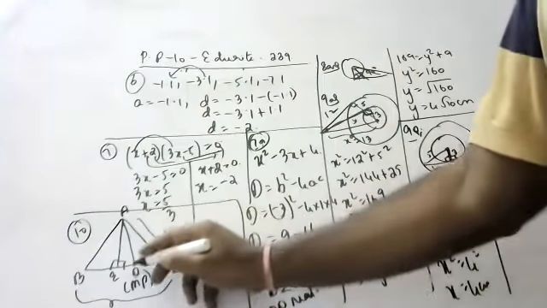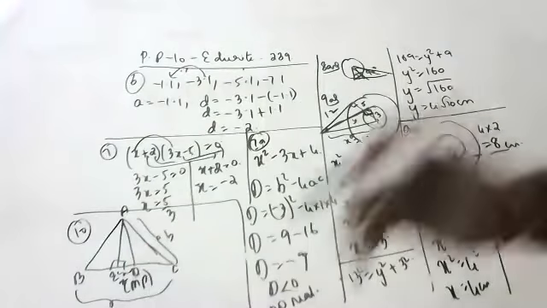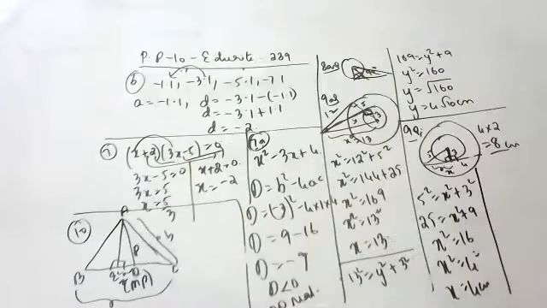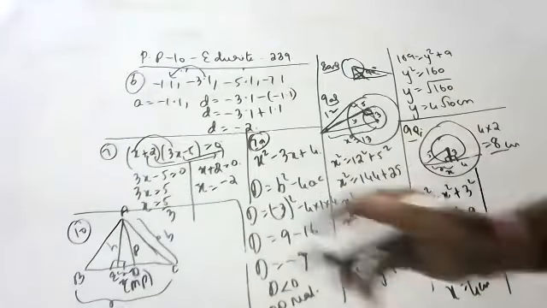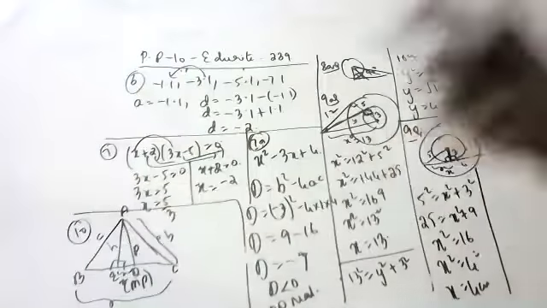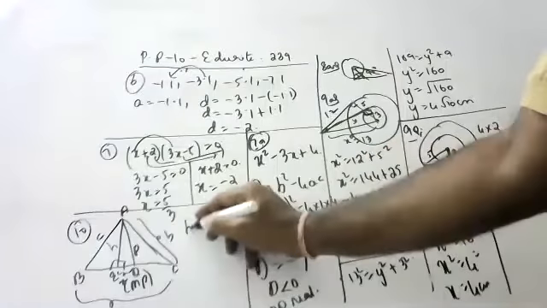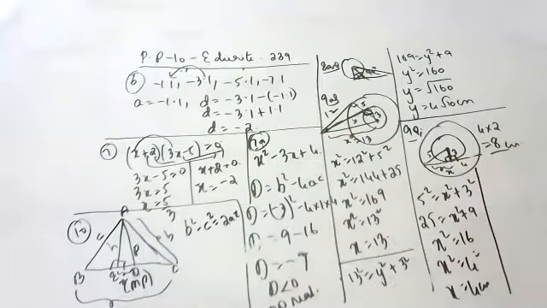ED is equal to x, children. And AD is equal to p. And AE is equal to h. We have to prove that in triangle ABC, b square minus c square is equal to 2ax. We have to prove b square minus c square is equal to 2ax.